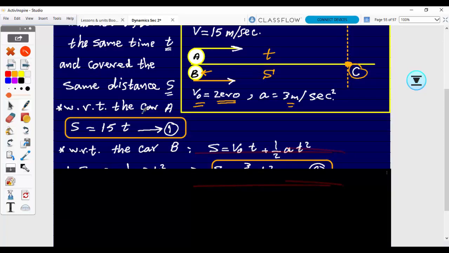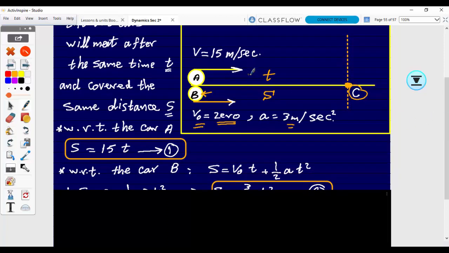With respect to the first car, it moves with uniform velocity. So s equals 15t. We know that s equals v multiply t. So s equals 15 multiply t. And this is equation 1.